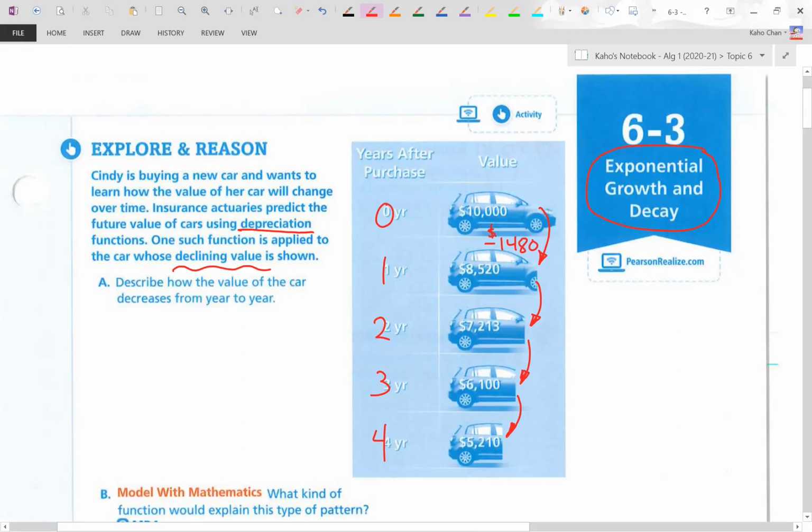From the first year to the second year, we're actually going to lose about $1,307. From the second year to the third year, we're going to lose $1,113. And from the third year to the fourth year, we're going to lose about $890. All right, describe how this is. This is not linear. The amounts that we lose are not the same. So this is considered to be non-linear depreciation.